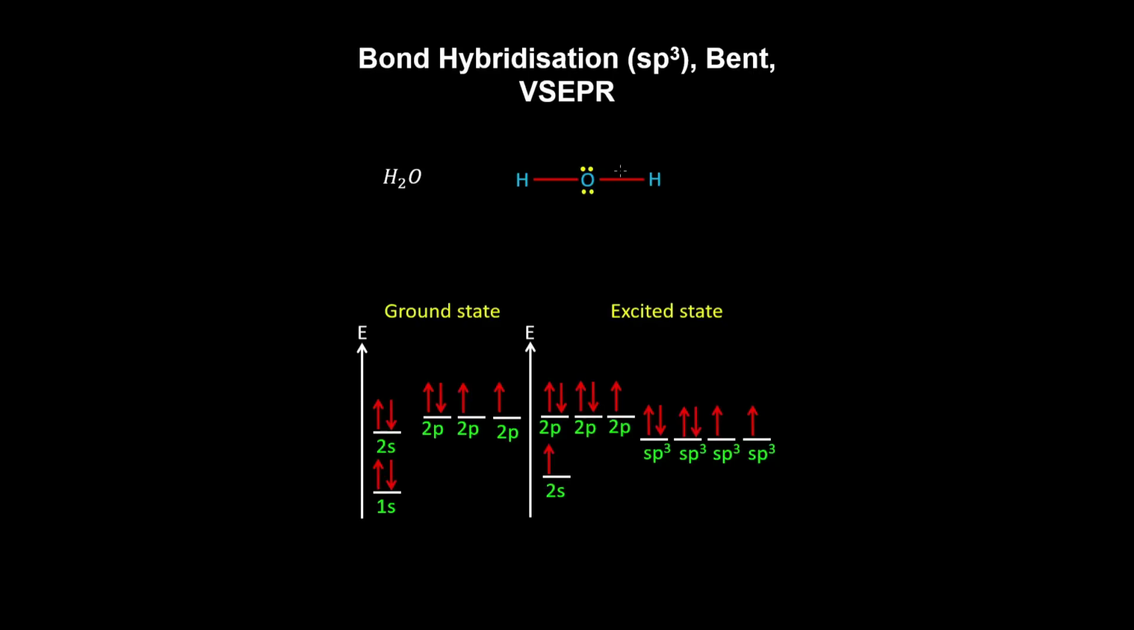Let's determine the geometry of a molecule where the central atom has 2 sigma bonds and 2 lone pairs of electrons. So given the electron configuration of oxygen, in the excited state, one electron in a 2s orbital jumps to the 2p orbital. And then the 2s and 3 2p orbitals are hybridized to form 4 sp3 hybridized orbitals, where 2 orbitals hold the 2 lone pairs and 2 are used to form the sigma bonds with the hydrogens.